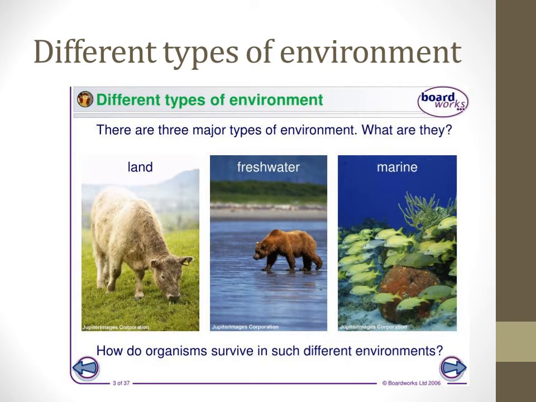In today's lesson, we look at different types of environment and different organisms that are found in different environments. The characteristics of environment in each habitat is very unique. Now here in the slide you can see three major types of environment. They're the land, freshwater, marine.